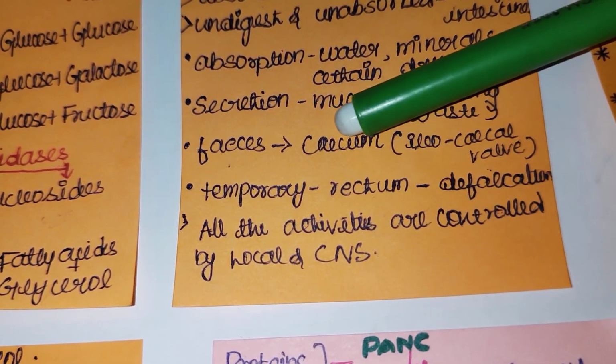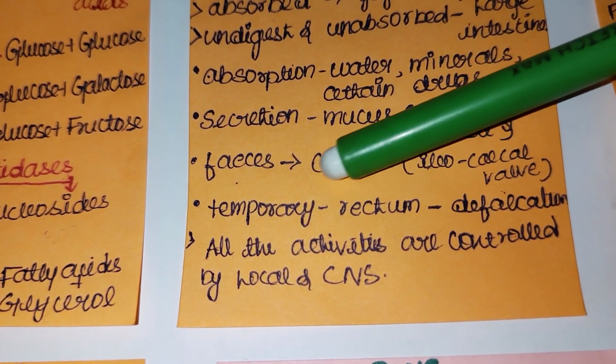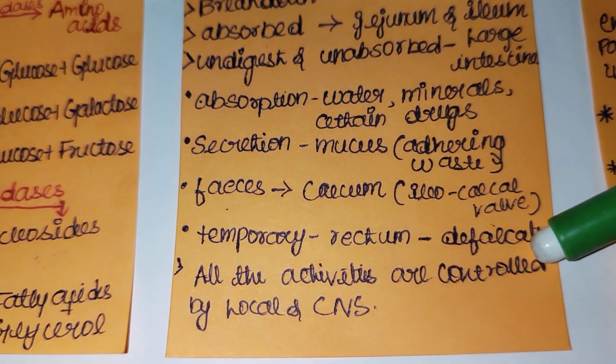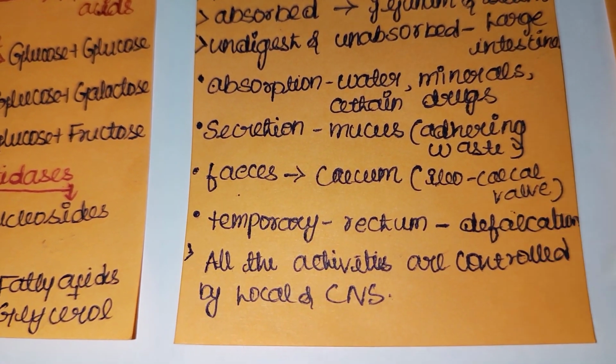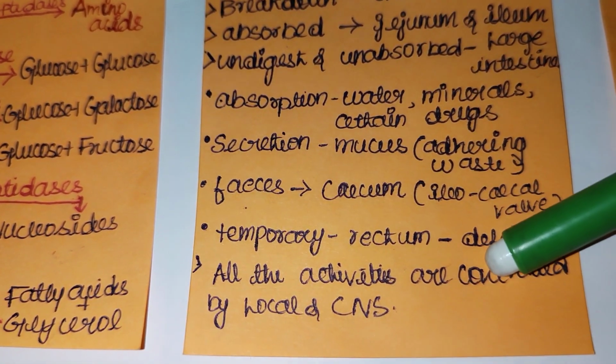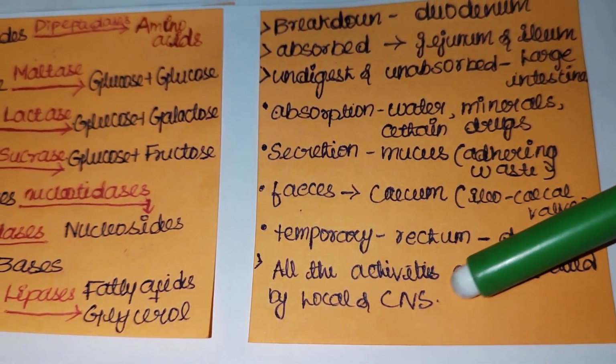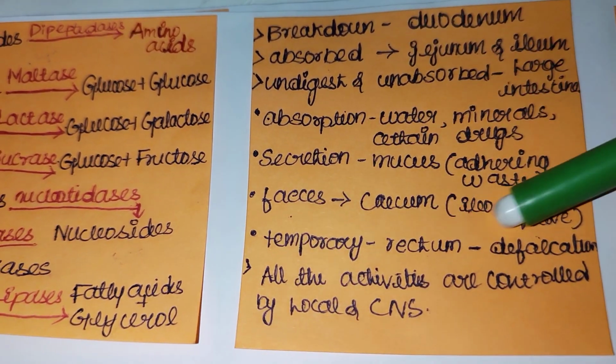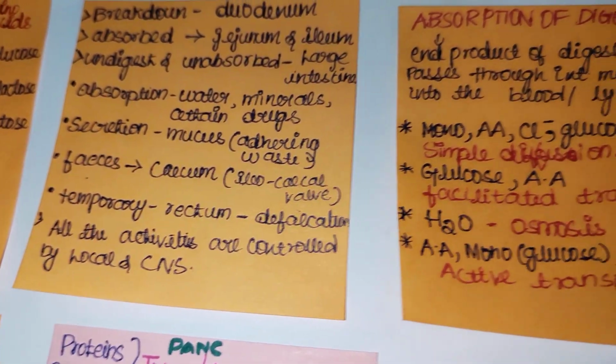Now coming to the rectum, from the cecum it will come to the rectum and be stored here temporarily until defecation happens. What is defecation? It is the removal of waste material from our body. And all these activities are controlled by both the local and central nervous system. All the activities, in the sense of the digestion activities which are taking place.